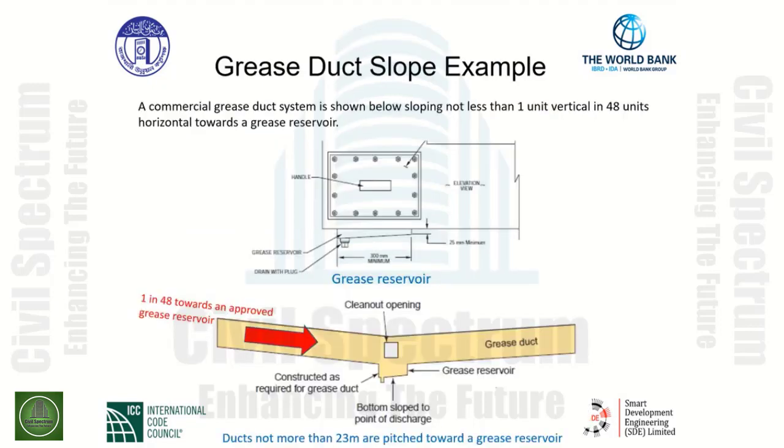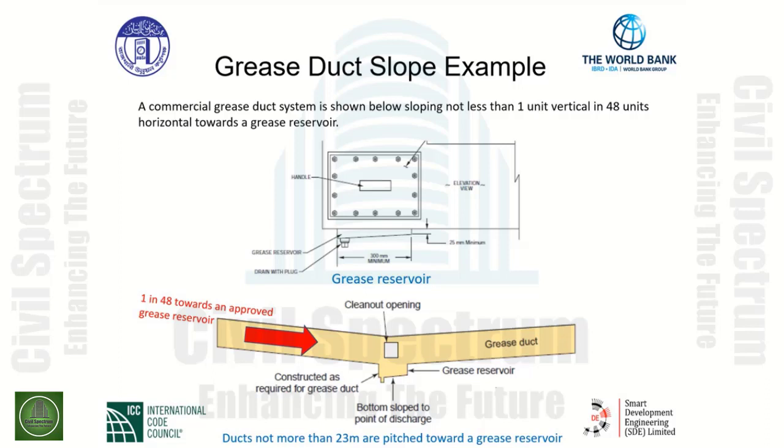Grease duct slope example. A commercial grease duct system is shown below, sloping not less than 1 unit vertical in 48 units horizontal towards a grease reservoir. As indicated in the bottom image, we can see that the duct is sloping in both directions from the left to the right to a grease reservoir.